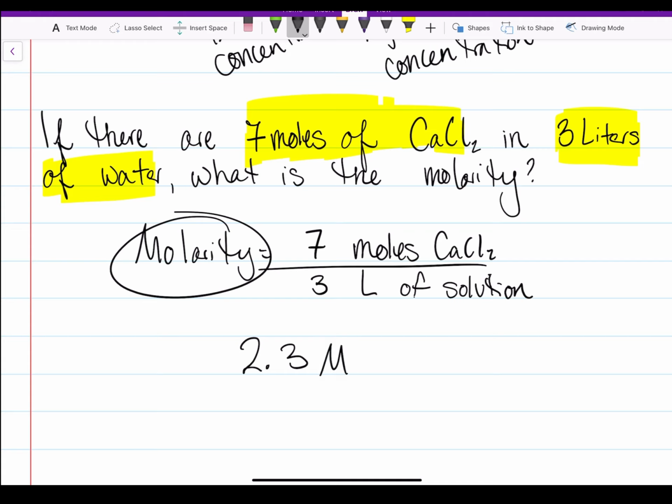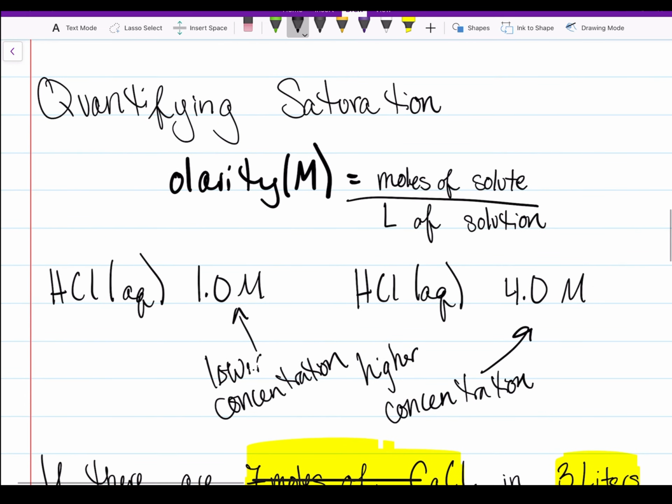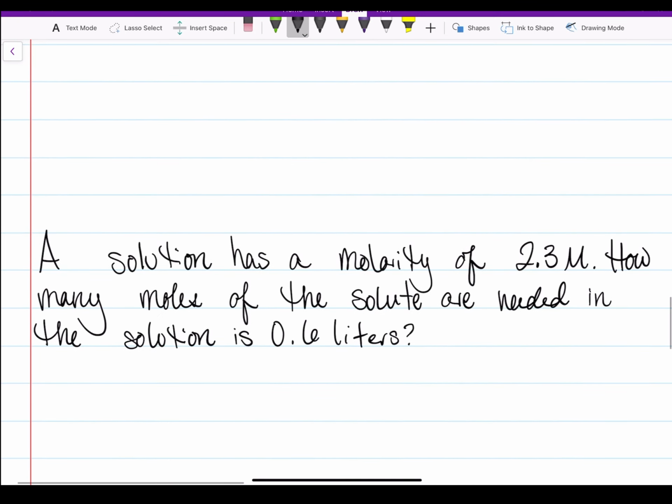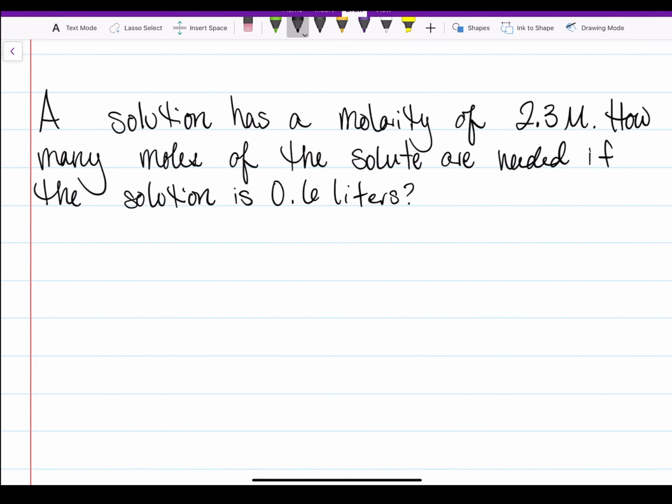There are all sorts of different variations we could do with this mathematically. We could solve for molarity, we could solve for moles, we could solve for liters. We're going to do one more like this, and then you'll do more practice later. A solution has a molarity of 2.3. How many moles of the solute are needed if the solution is 0.6 liters? Go ahead and see what you can set up. Go ahead and pause the video, try to set this one up, and then we'll go over it together.